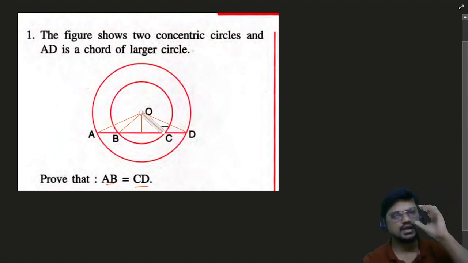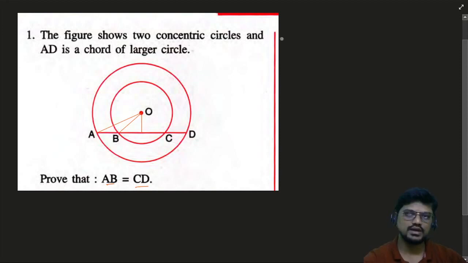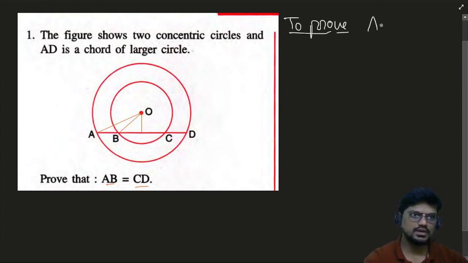Yeah. Actually, the other side is not required. One side is also sufficient. I know that what to prove is AB is equal to CD, right? So let's write the proof.